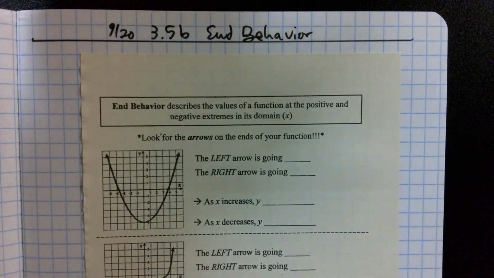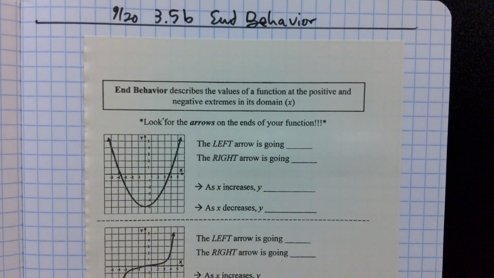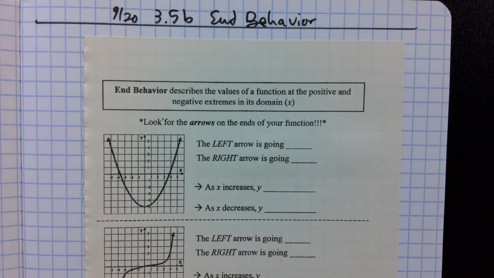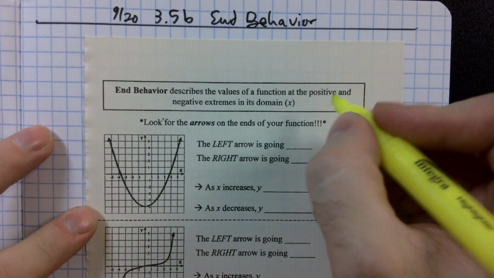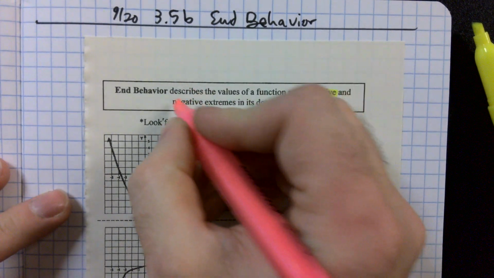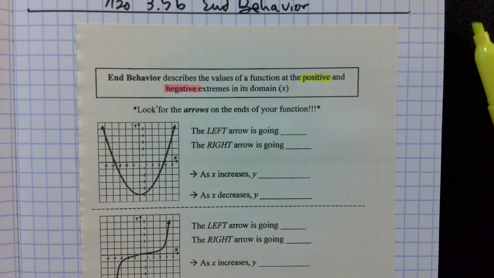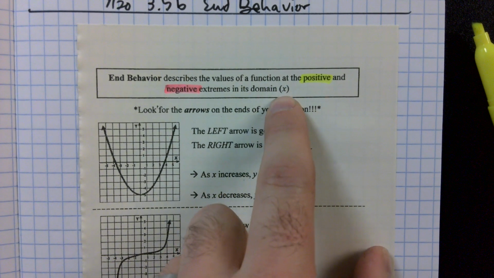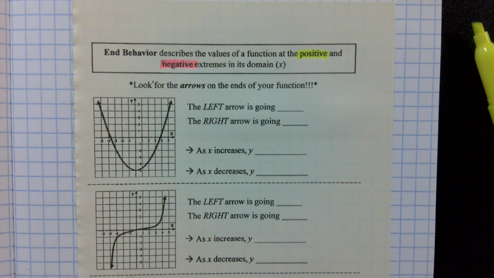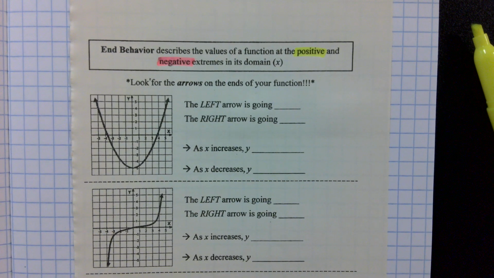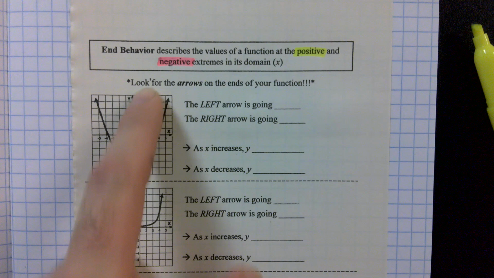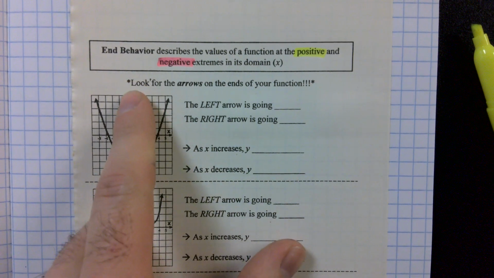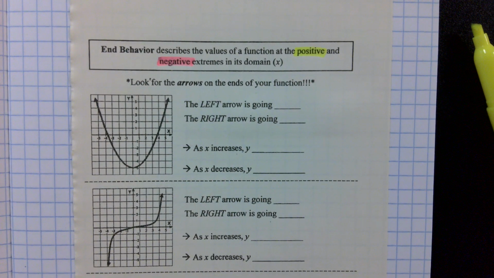Let's get the easy stuff out of the way. Go ahead and flip over to end behavior 3.5b. End behavior describes the values of a function at the positive and negative extremes in its domain. Now, when I'm talking about the domain, am I talking about the x values or the y values? The x values, right? And it says so right there. Just like with everything we've been talking about, my x values are what's the most important. All we're going to do with this work is look for the arrows on the ends of your function. It's going to be very, very simple.